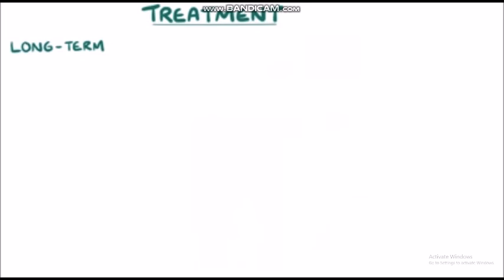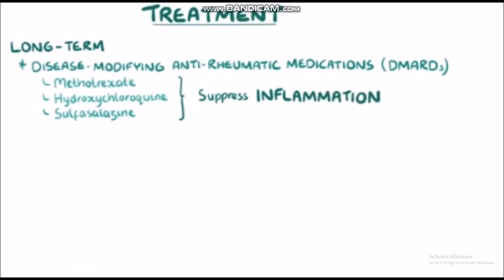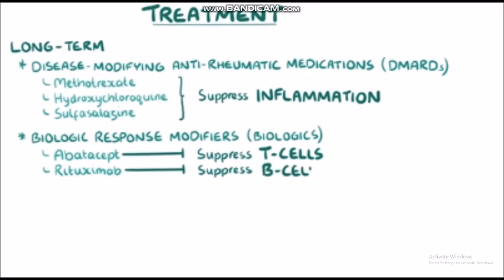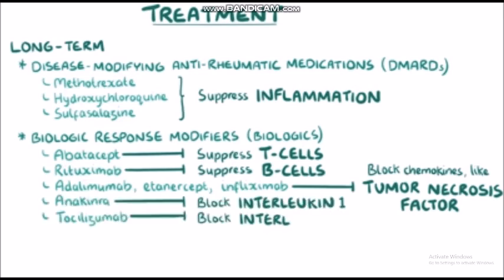The long-term management of rheumatoid arthritis is the use of disease-modifying anti-rheumatic medications, like methotrexate, hydroxychloroquine, and sulfasalazine, which can help to suppress the inflammation. In addition, there are a variety of medications called biologic response modifiers, or biologics. Some biologics, such as abatacept, work by suppressing the activity of T cells, or others, such as rituximab, suppress B cells. There are also biologics such as adalimumab, etanercept, and infliximab that block various chemokines, like tumor necrosis factor. Anakinra blocks interleukin-1, and tocilizumab blocks interleukin-6.